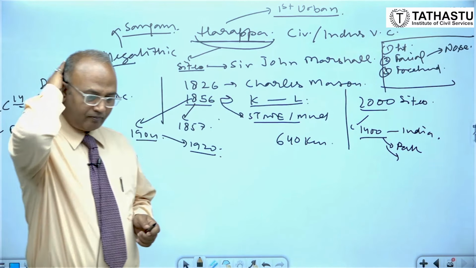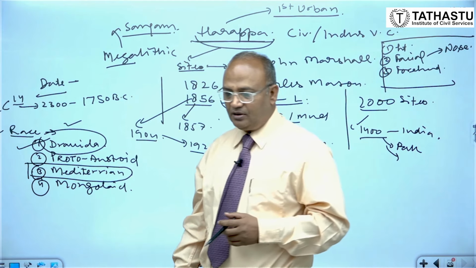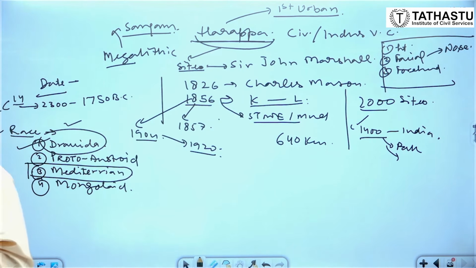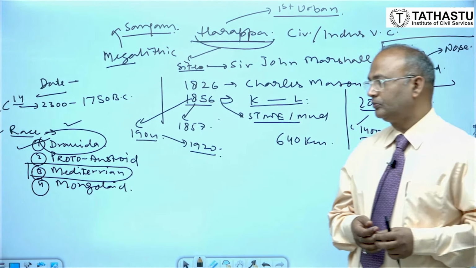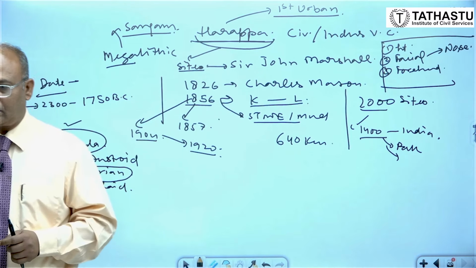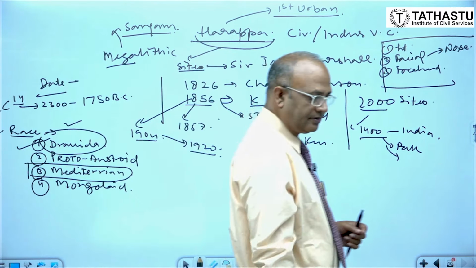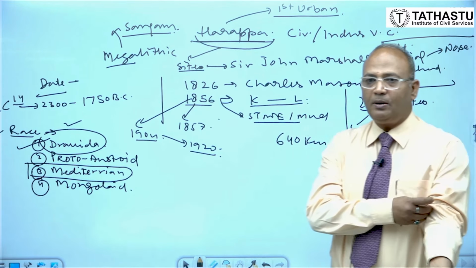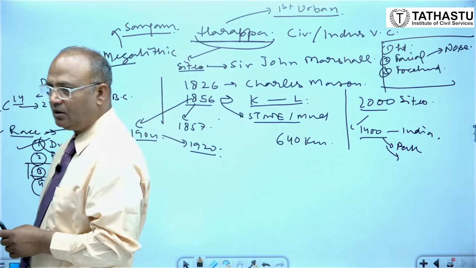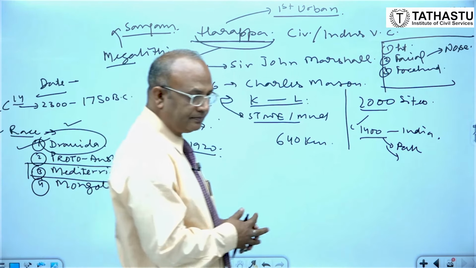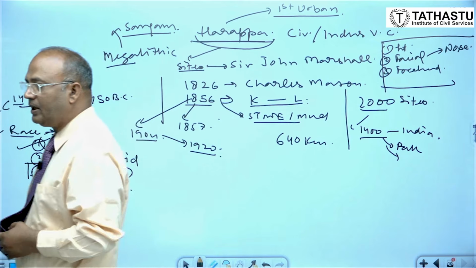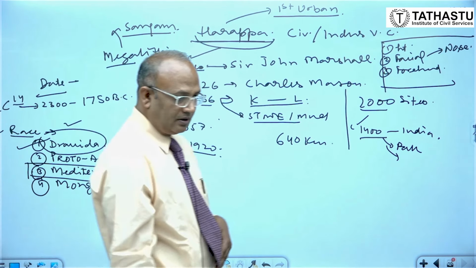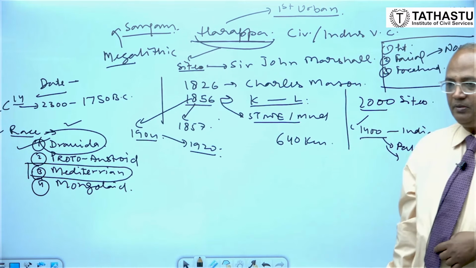Okay, write down. Harappa civilization. It is also well known as Indus Valley civilization, because most of the sites, I will give you tomorrow one map also related to the sites, right? Most of the sites are situated on the bank of rivers, on the bank of the Indus River or its tributaries.